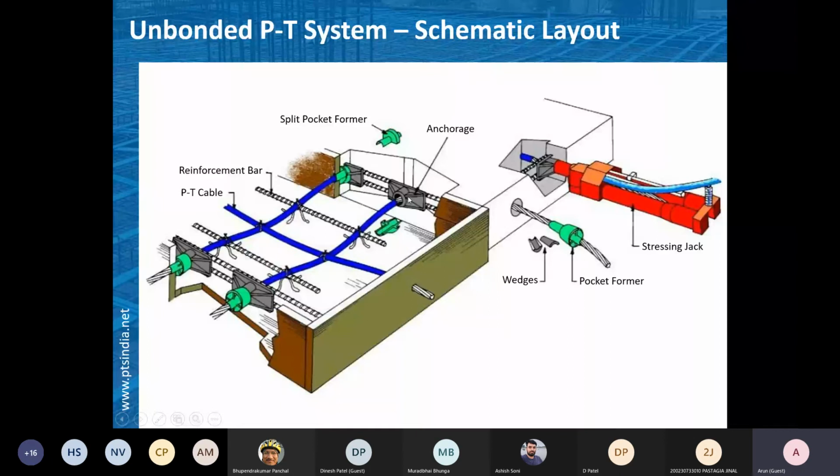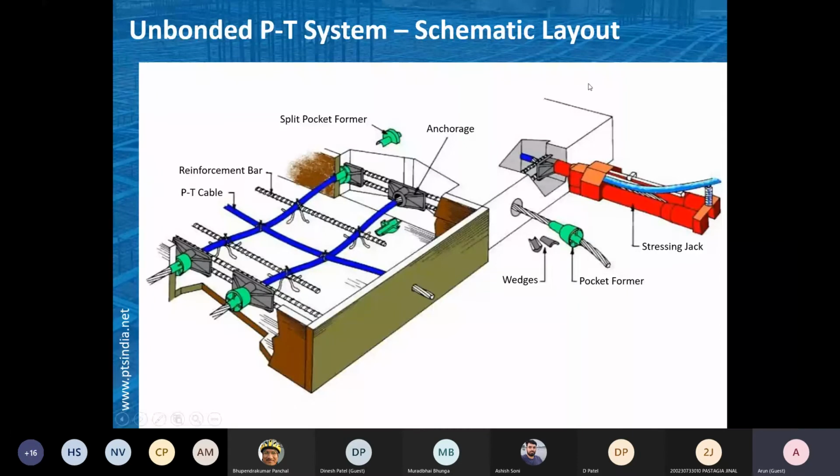You can keep the anchorages and you can stress this part first. After stressing, your cable is being continued in the second pour. You can rearrange everything here. You can fix the steel and everything, and then again you can cast this. Again you can stress here, and you can move forward. So this way also you can keep the same cable from this end to that end.